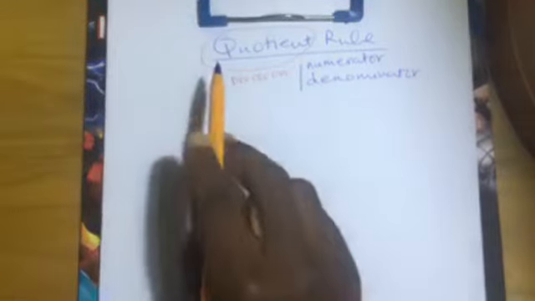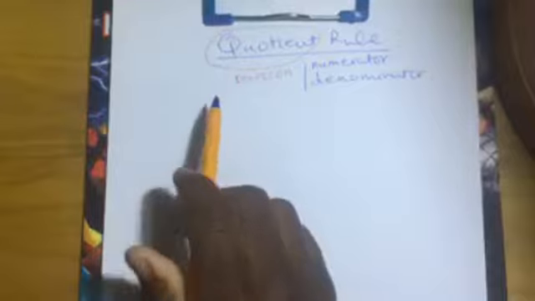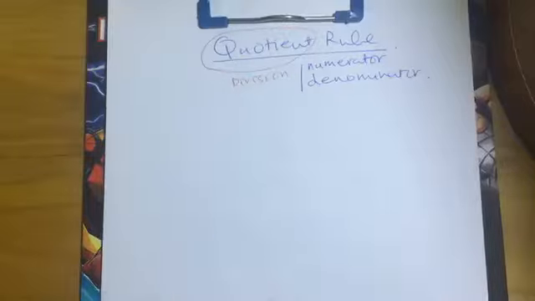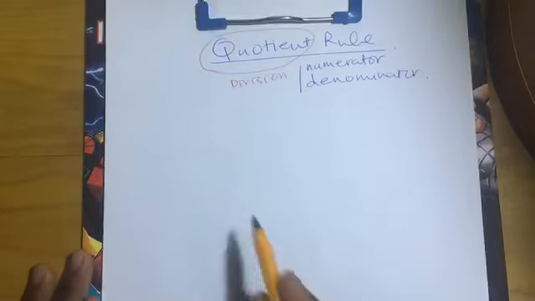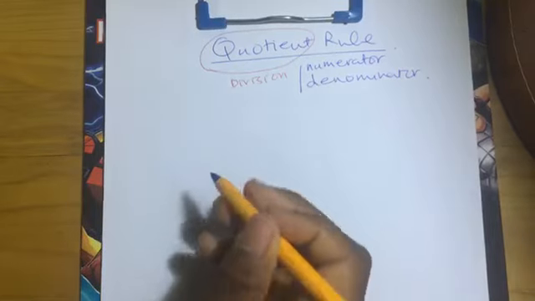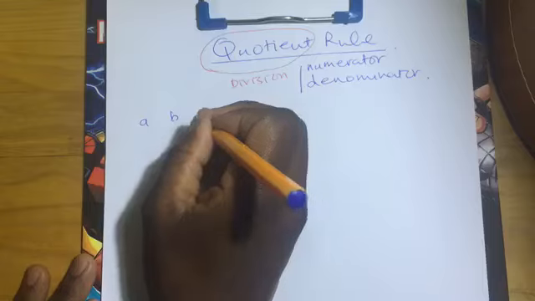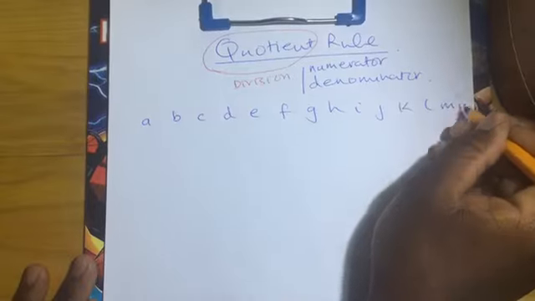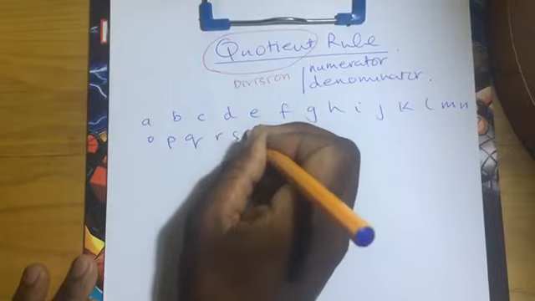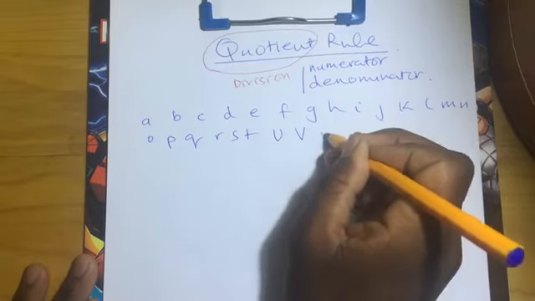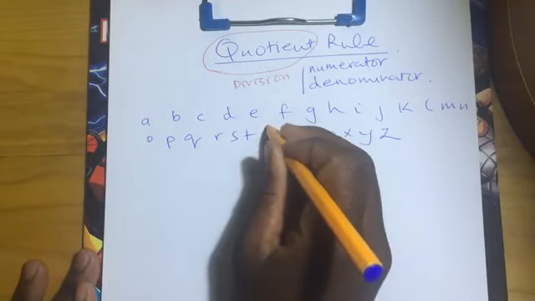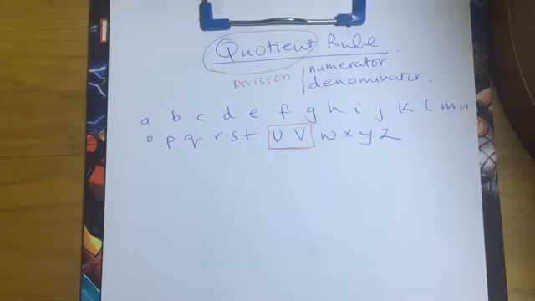Okay, so the quotient rule should only be used if you are dividing. And how do you know you're dividing? When you have a numerator and you have a denominator. So the quotient rule formula is going to be, now I'm going to ask you the alphabet: A, B, C, D, E, F, G, H, I, J, K, L, M, N, O, P, Q, R, S, T, U, V, W, X, Y, Z. My focus is U and V. I want us to use a mnemonic that you guys are not going to ever forget.